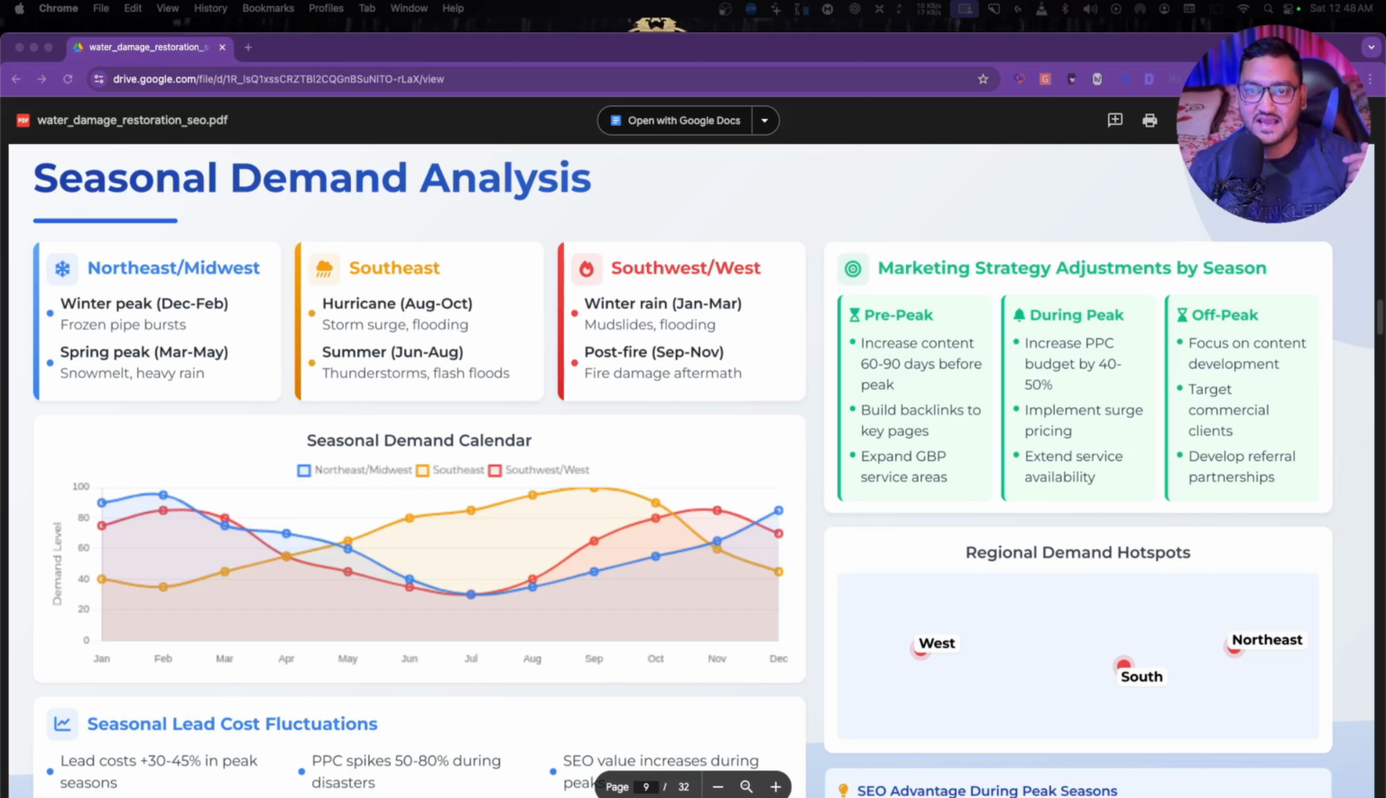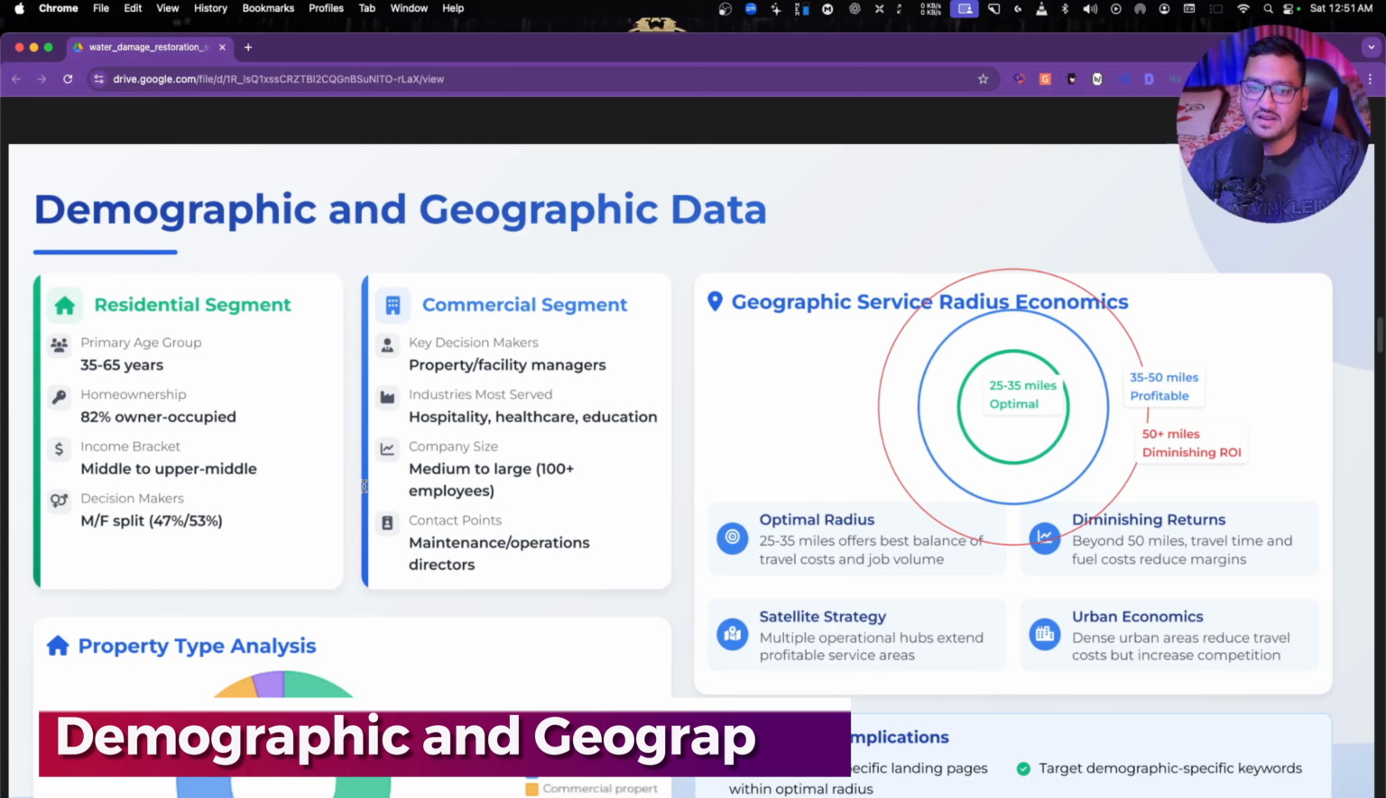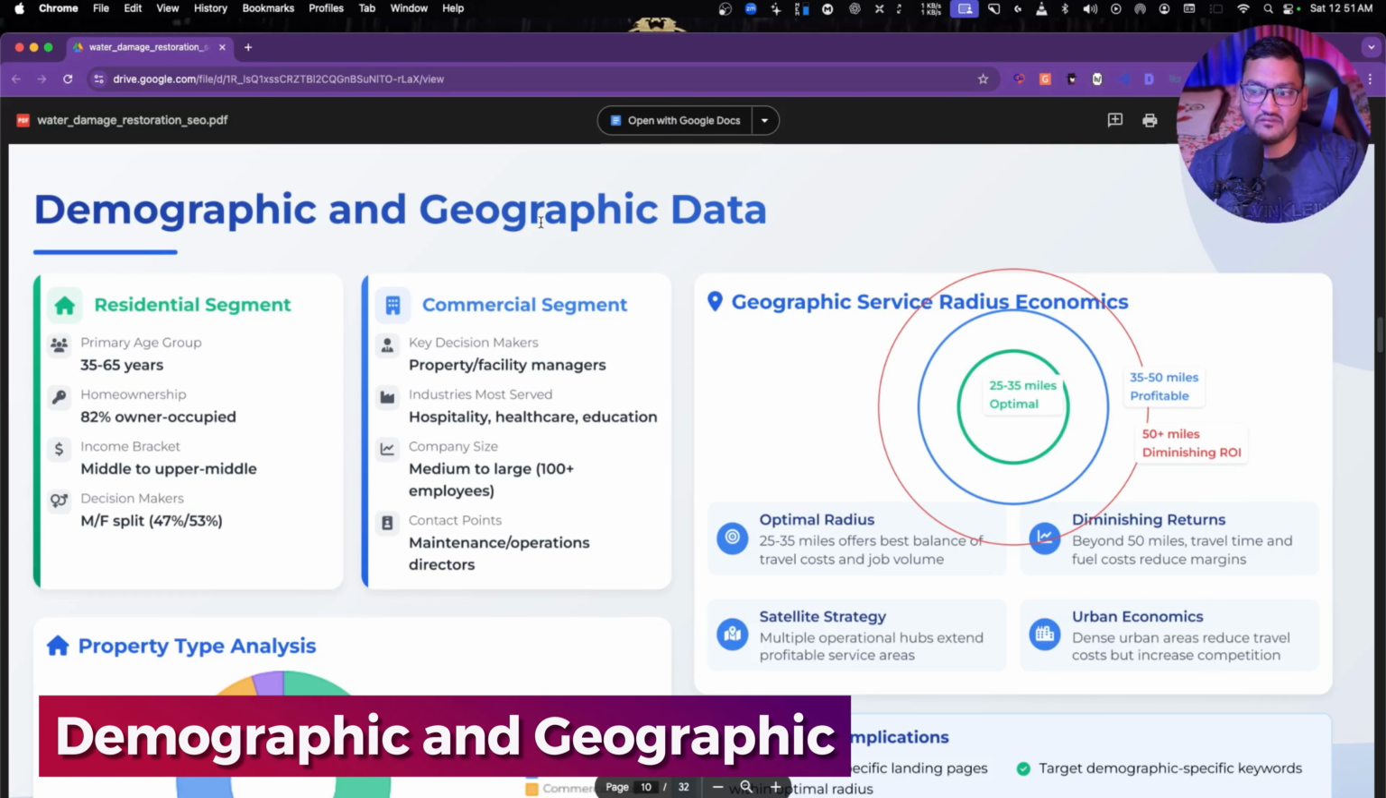So every business has seasonalities. There is more demand in winter, and some businesses have more demand in summer. Let's see how this business niche has the demand. If you are in the Northwest or Middle West, the winter season is around December to February, and the spring is around March to May. All of these you can see here: Northeast, Southeast, Southwest. Let's go to the next segment, which is demographic and geography data.